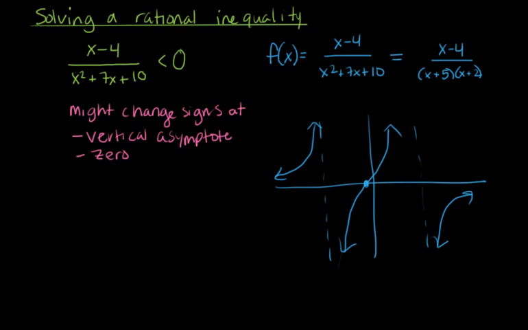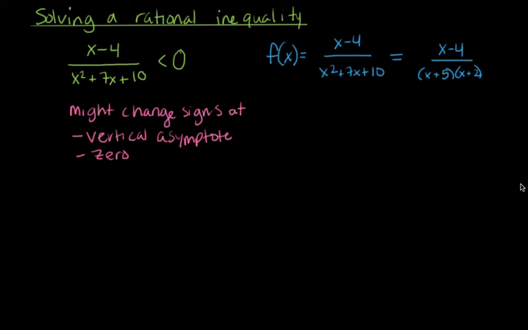Knowing that, let's look at all the places where this function has either a vertical asymptote or a 0, and put them on a number line. This has a 0 at x equals 4, and it has vertical asymptotes at -2 and -5.